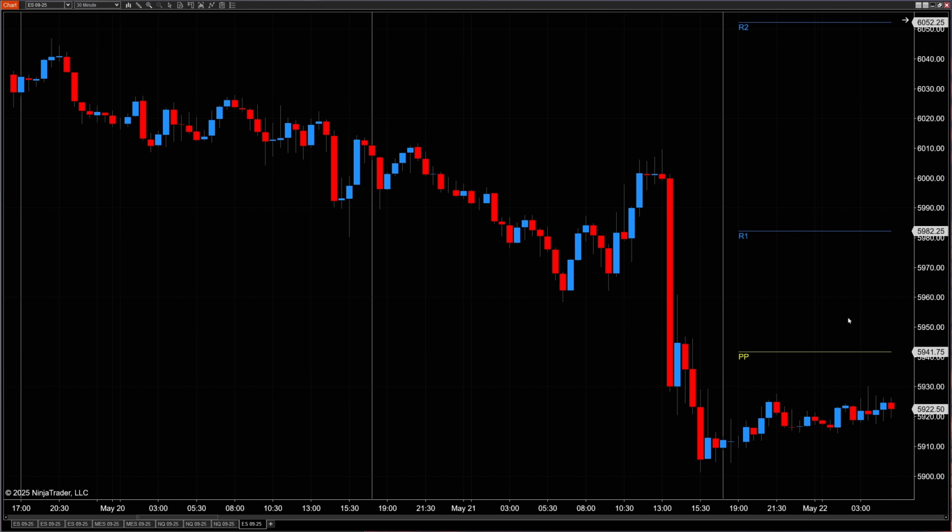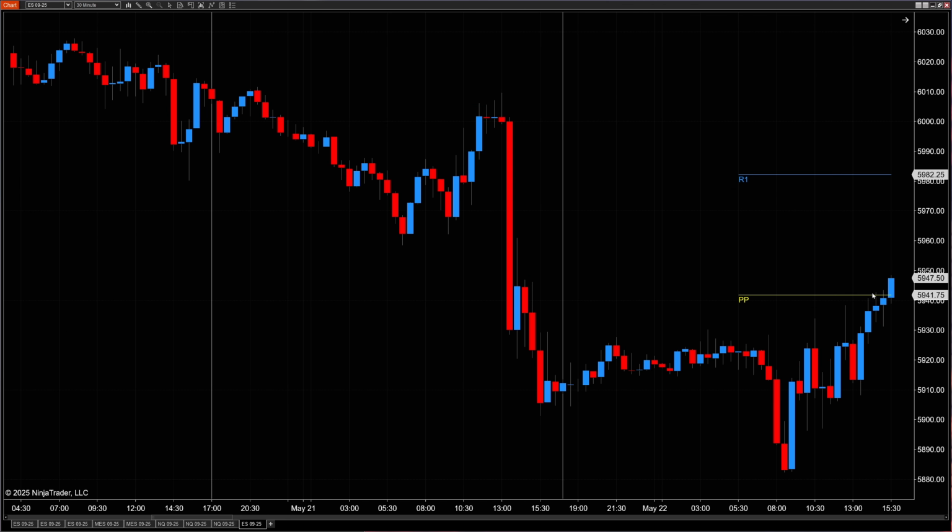Let's go over and look at the following day. Following day, P point was tested right there. Now, what I really like about this is going into the New York session, we get that flush down. So if you could catch the turn, that could be one of your runner targets out there for the day.